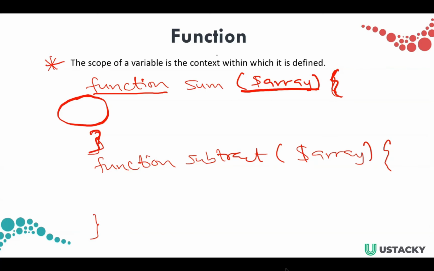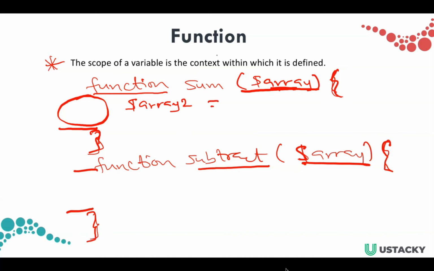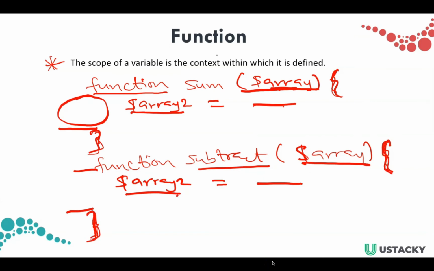This other variable for this function, $array, has its own definition here. Even though these two variables have the same name, they are two different variables. If you also define another variable here, maybe you have something like array2 to be something, and you also have an array2 to be another value. Though they have the same naming, they are two different things, because the scope of this is the context in which it is defined.